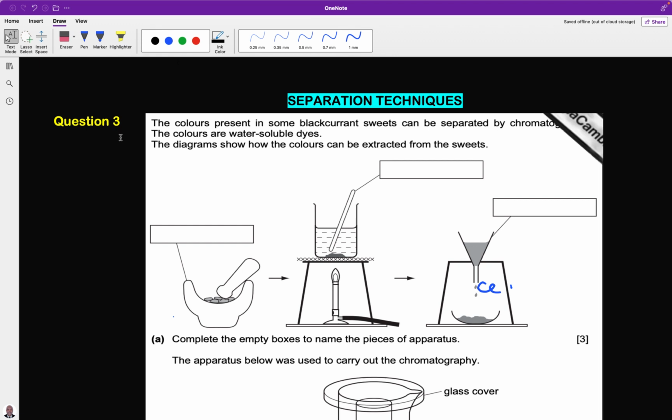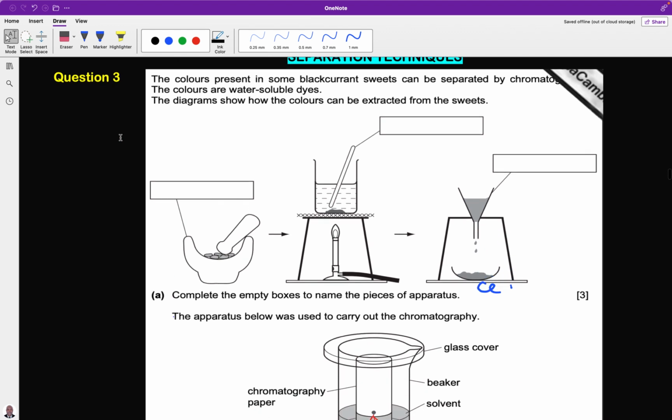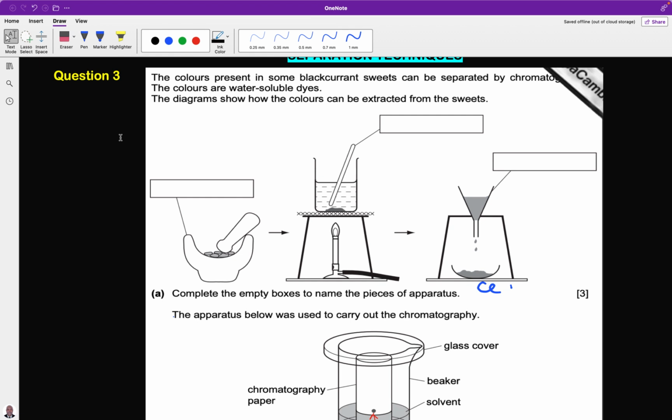Now we have a motor there and a pestle, a tripod, and a beaker with a stirrer, or what we call a glass rod, and a funnel. We have been asked to complete the empty boxes to name the pieces of apparatus that have been used. Okay, let's name them.